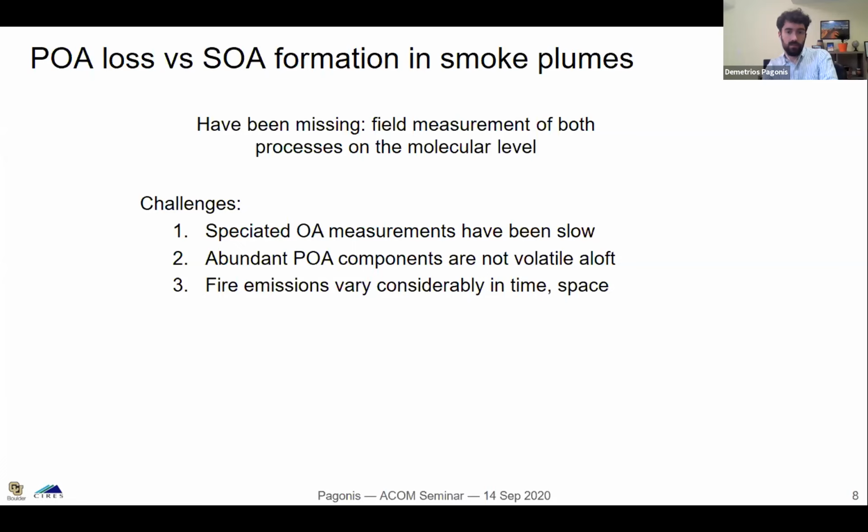Second is that a lot of the components of POA are simply not volatile aloft. Right? The plumes are concentrated and quite cold, and so a lot of the semi-volatile markers that we know are just not evaporating out of POA when you try to measure them from aircraft. And lastly, fires are highly variable, and so getting good characterization of smoke aging is quite challenging in light of that.